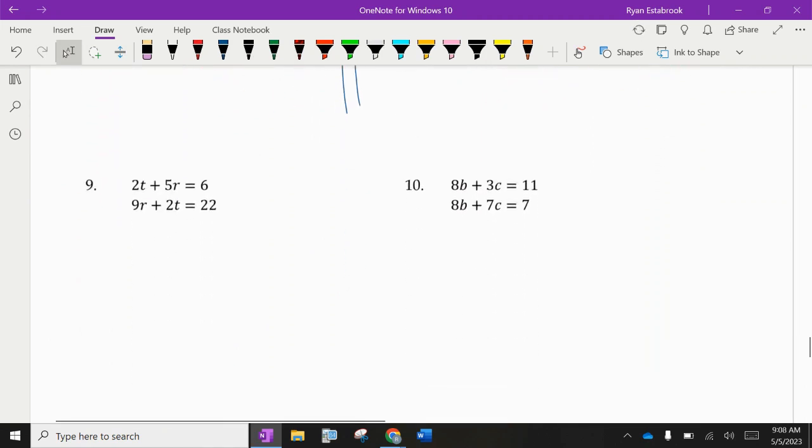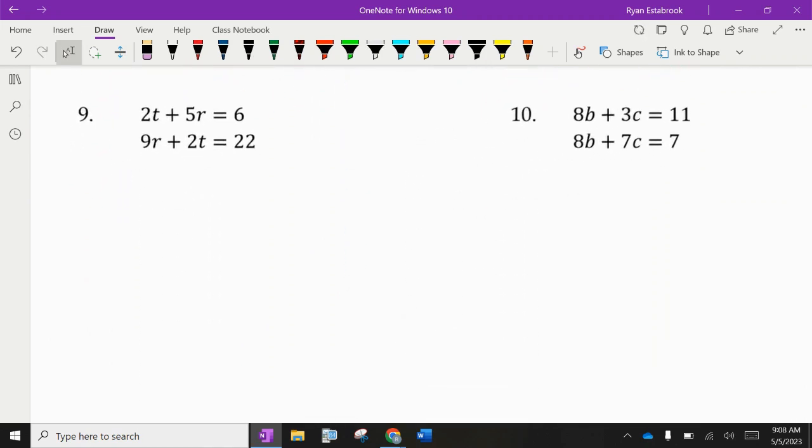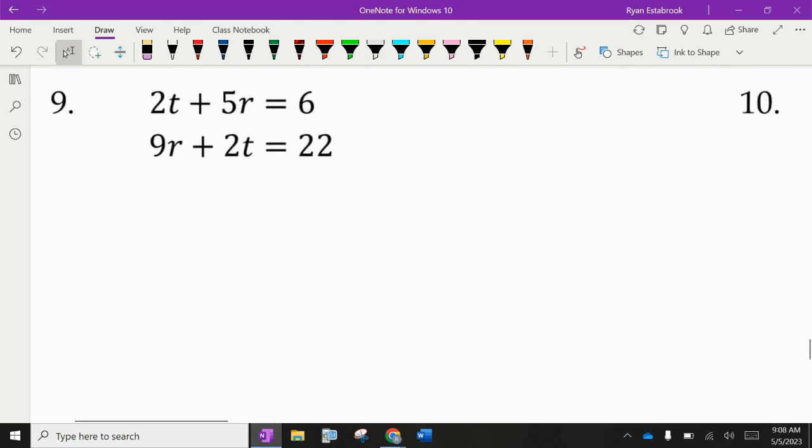X and Y, X and Y. Now we have different letters, R and T. Don't make you think that that's anything different than what we've been doing. Again, they tried to trick us a little bit here. They put it in a little different order. T then R, R then T.